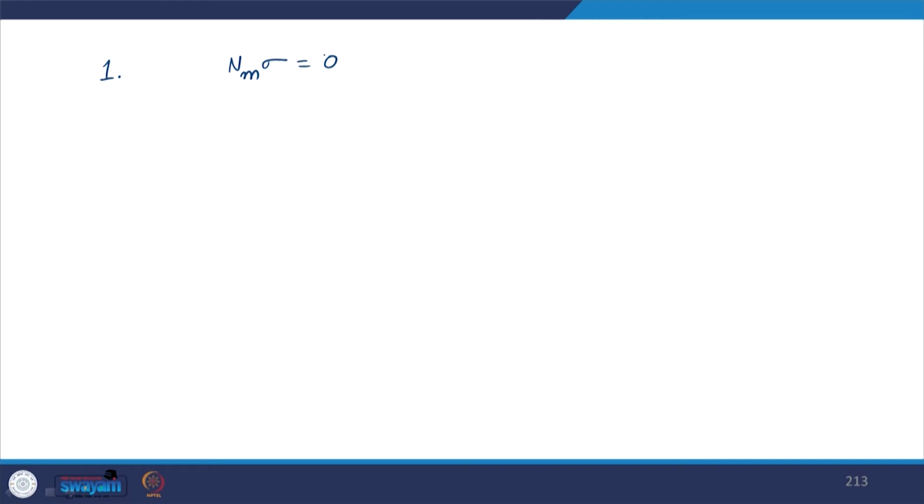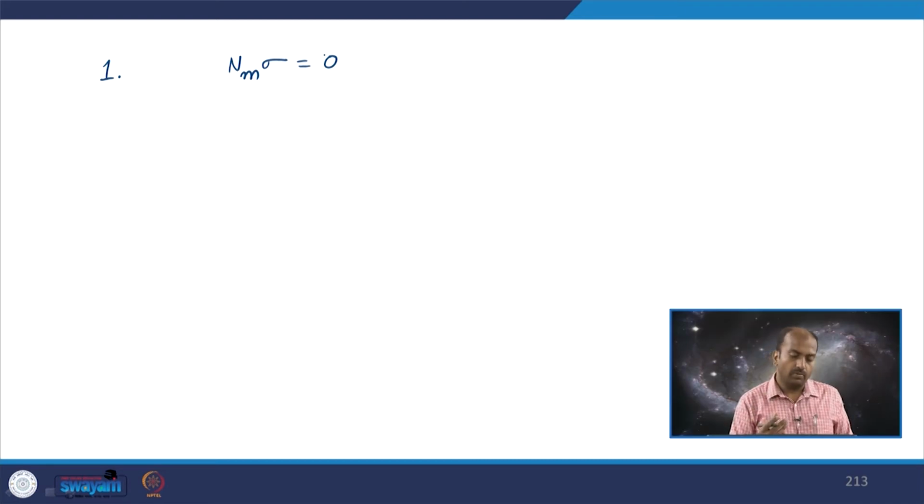So, peak production happens when the number of atoms or molecules in a given cross sectional area becomes equal to the total cross section of all the contributing atoms and molecules. So, this is the basic idea.